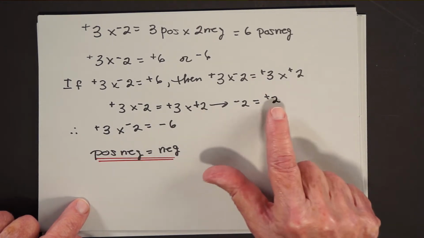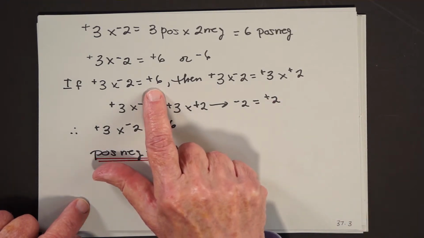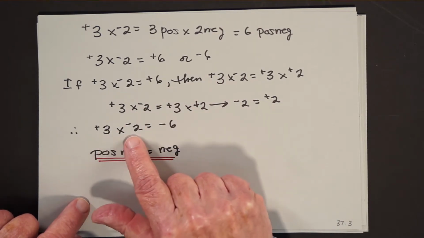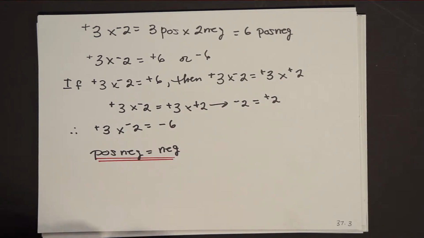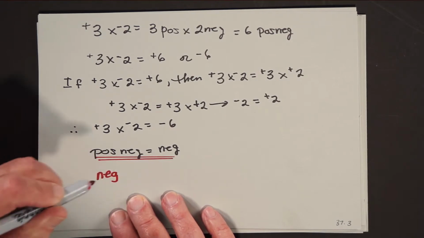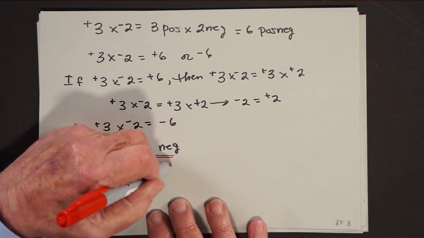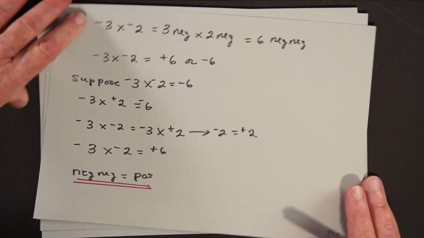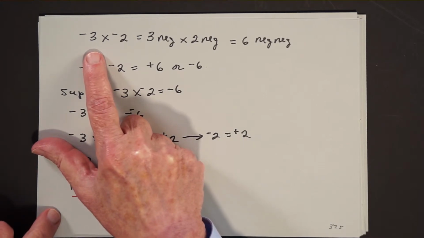Since we know that negative 2 can't equal positive 2, and since that came from the assumption that positive 3 times negative 2 was positive 6, it means that positive 3 times negative 2 must be negative 6, so positive times negative must equal negative. And by the commutative property, if positive times negative is negative, just switching the order, negative times positive must also be negative. And that brings us to the one that we couldn't do using the profit-loss model.